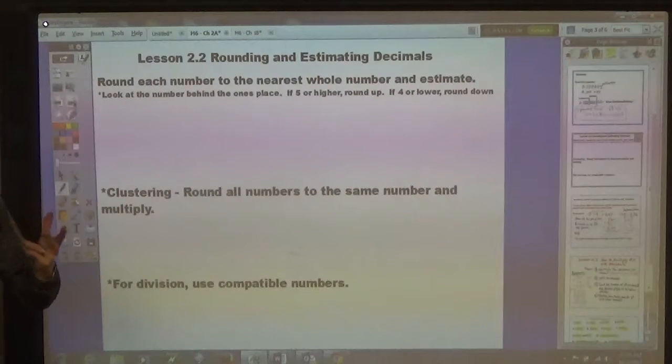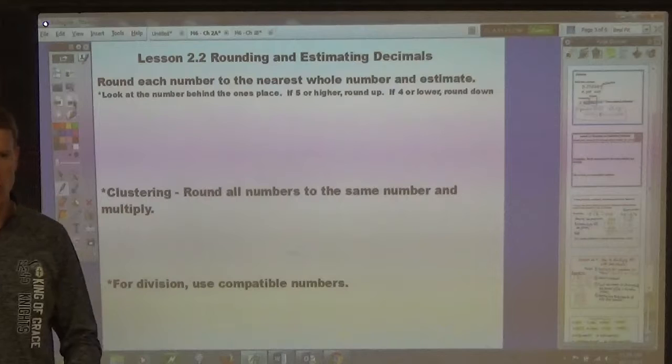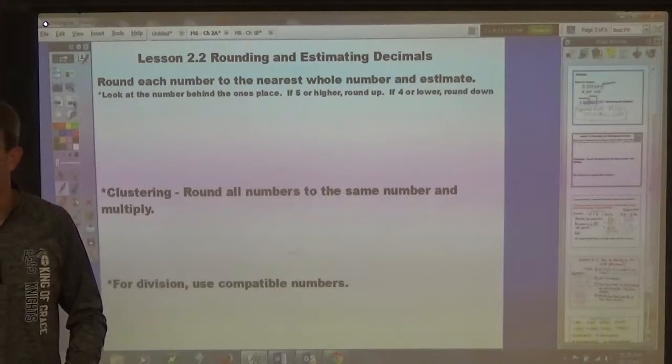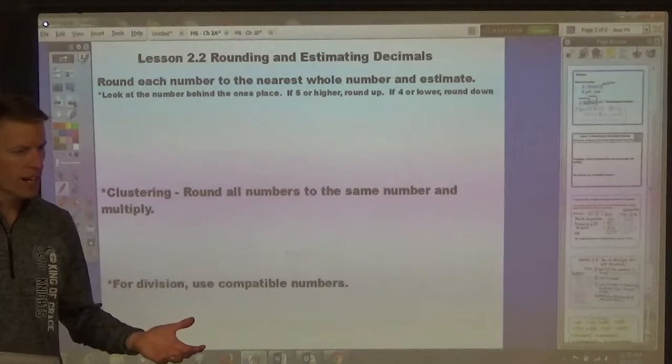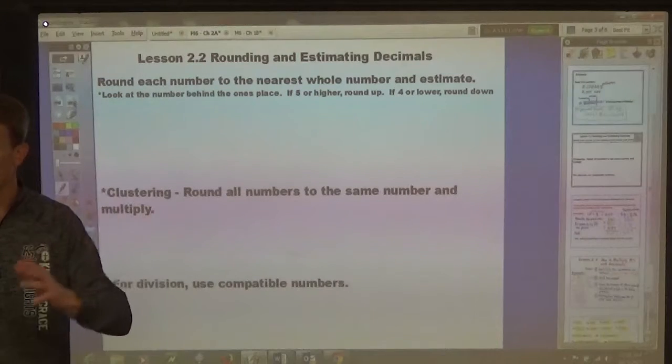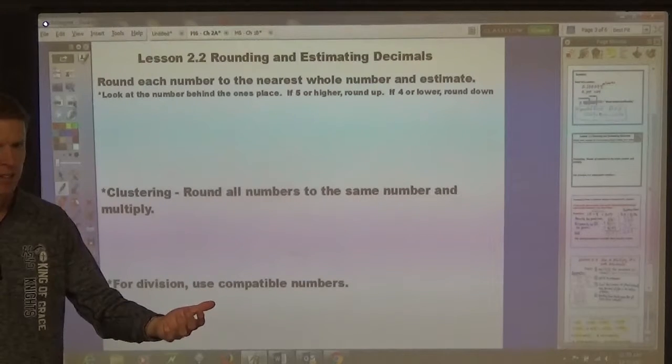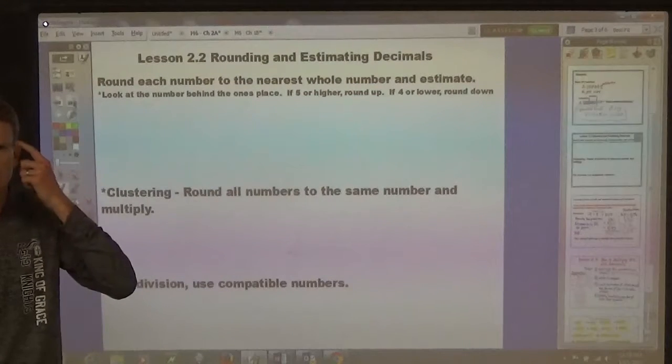Remember the goal of estimation. What's the goal? Who remembers what we're trying to do with estimation? Yeah, be able to do the calculation in your head. So round the numbers in a way so that you can do the calculation in your head. Brilliant.